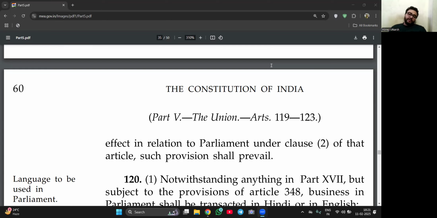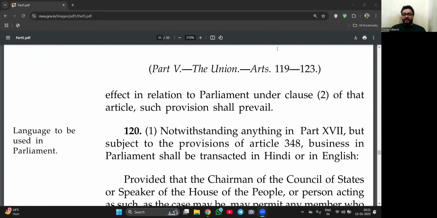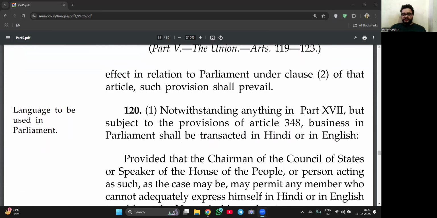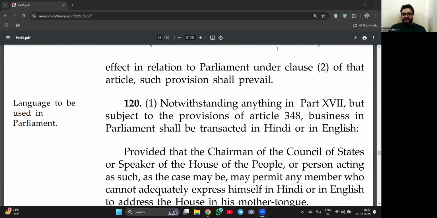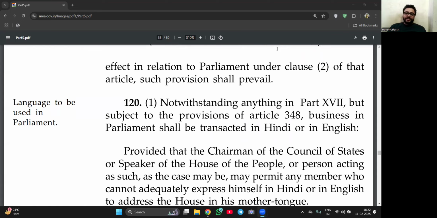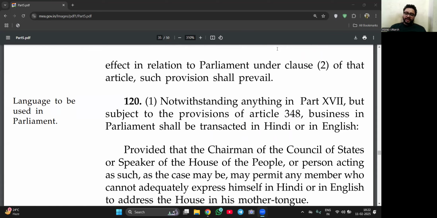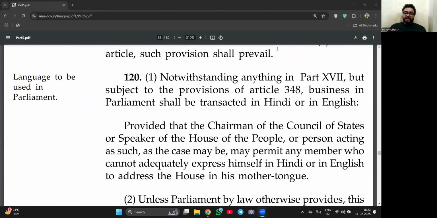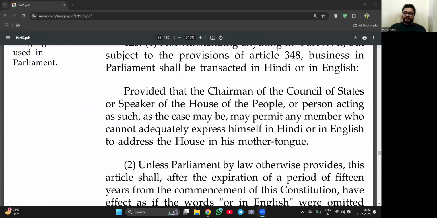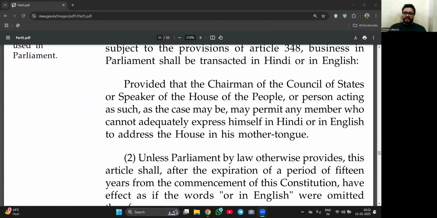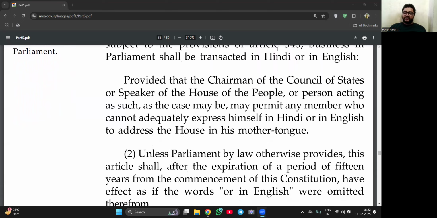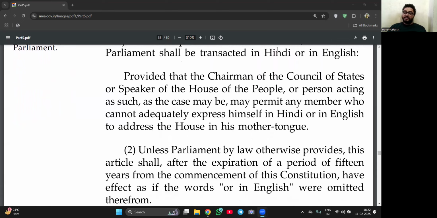Article 120, the language to be used in Parliament. Notwithstanding anything in Part 17, but subject to the provisions of Article 348, business in Parliament shall be transacted in Hindi or in English, provided that the chairman of the Council of States or Speaker of the House of the People, or person acting as such, as the case may be, may permit any member who cannot adequately express himself in Hindi or in English to address the House in his mother tongue.